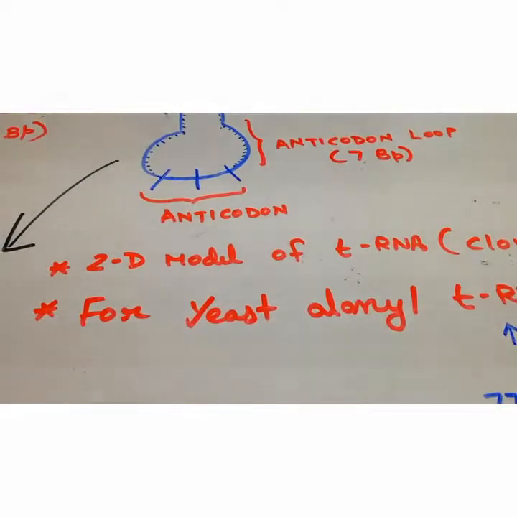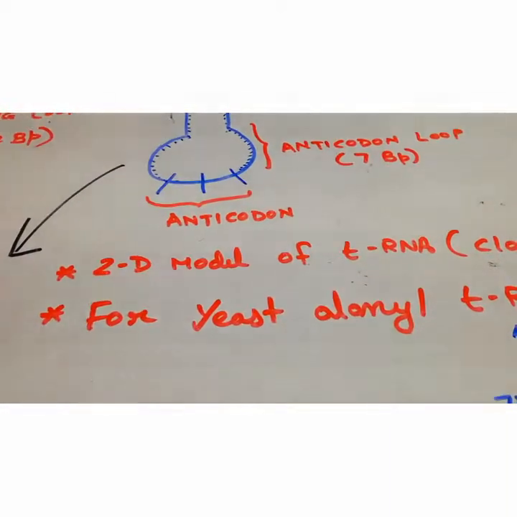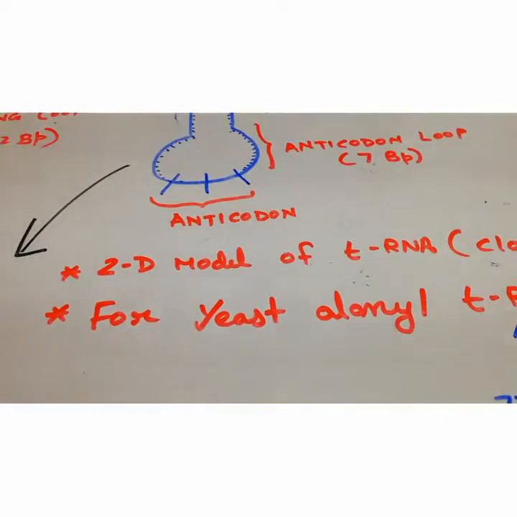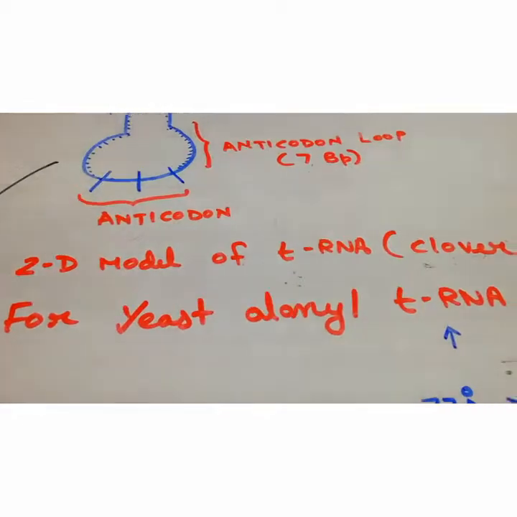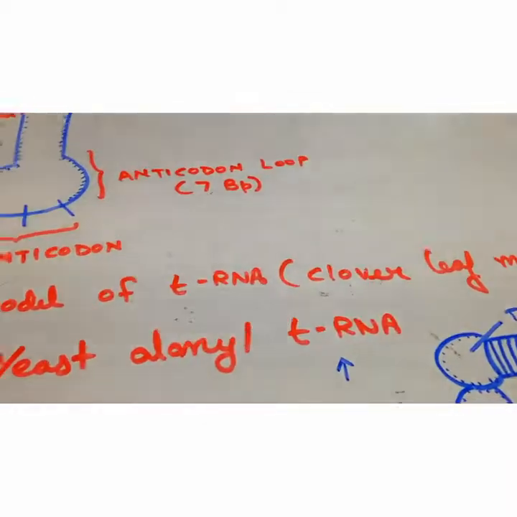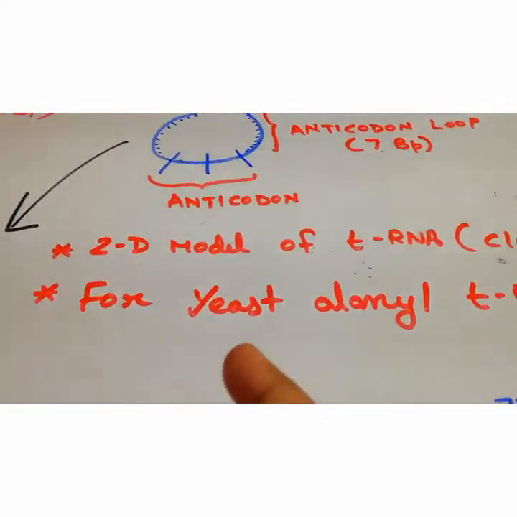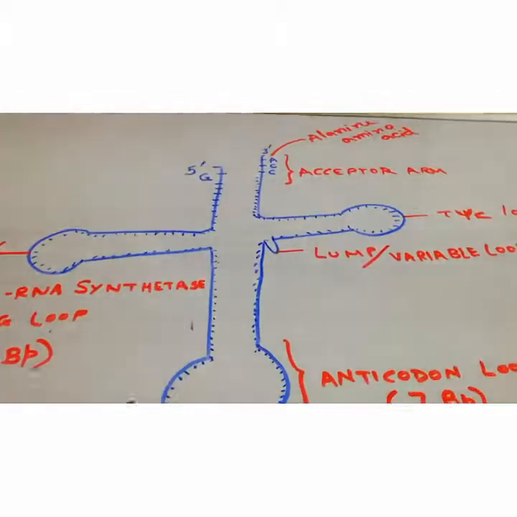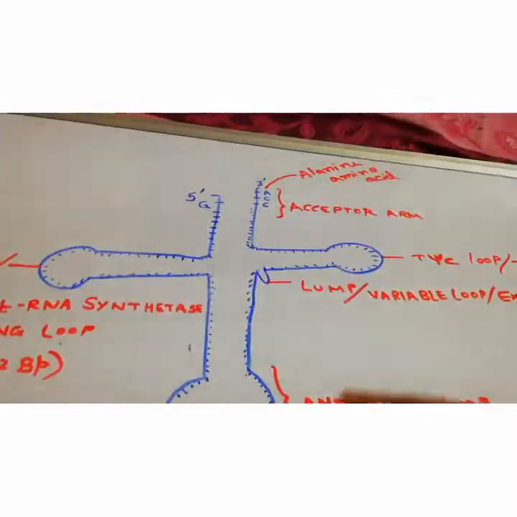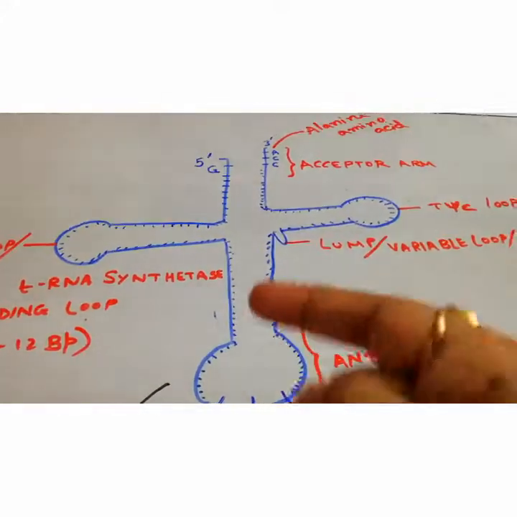Hello guys, welcome to Bosons Botany. I am starting with structure of the RNA. First I will discuss the two-dimensional model of tRNA, which is also known as the cloverleaf model of tRNA, and this was first studied for yeast alanine tRNA. So as you can see the structure here, it is quite simple and you can easily understand the structure.